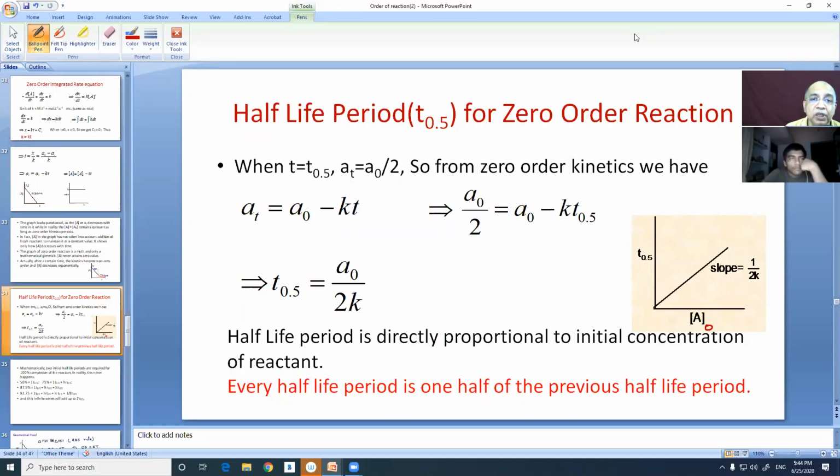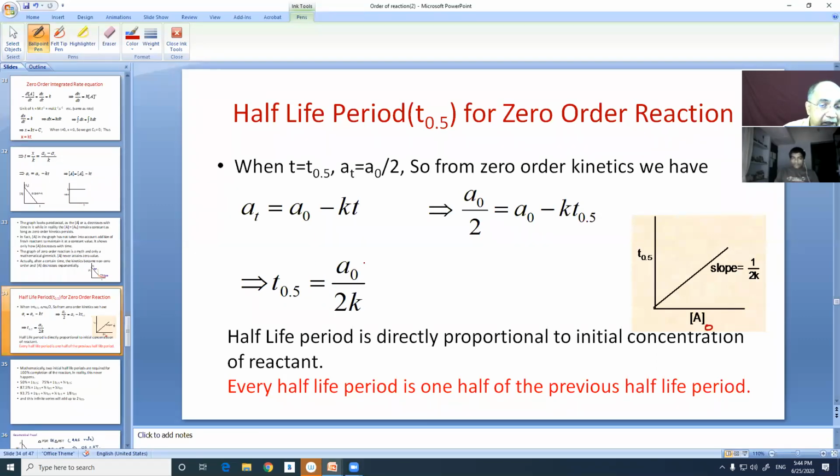Yes, thank you. Now see, half-life period for zero order reaction is very interesting. If you take t is equal to t1/2, then At will be A0 by 2. Half gone, half remaining. So if you put At as A0 by 2 and t as t1/2, you get this expression: half-life period is equal to A0 by 2k. That means half-life period is directly proportional to the starting concentration.